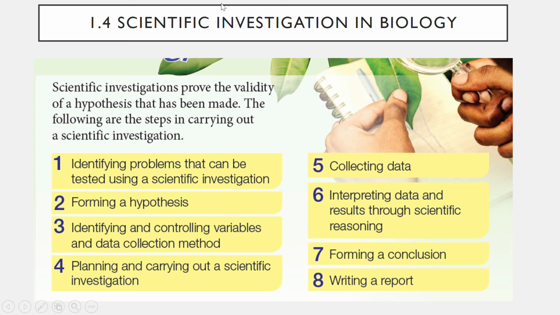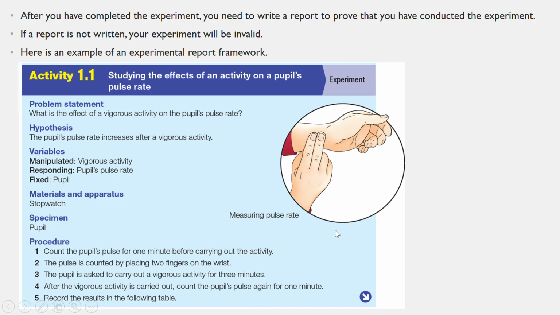Okay, the last part of chapter 1, that is 1.4 scientific investigations. I think you should be familiar with this since you have been doing it since primary school. Alright, report writing. So you have to have the aim. The aim is that you have to change it. You must start with 'To study the effects of an activity on the pupil's pulse rate.' Okay, then you will have a problem statement, and this is in the form of a question. So you should end with a question mark.